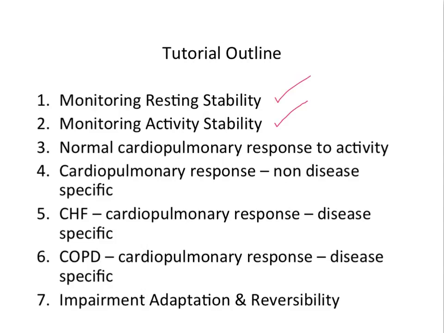Normal cardiopulmonary response to activity will be covered. Then we will discuss what a cardiopulmonary response looks like for a non-disease specific impairment limiting endurance. Then we will look at heart failure and the cardiopulmonary response associated with the disease-specific impairment of heart failure. Then we will look at COPD and the cardiopulmonary response of a disease-specific impairment because of COPD. And then we will discuss impairment, adaptation, and reversibility, sort of the final set of questions, and end with a quick discussion on where the quadrants are. But we will really discuss what it means and what you do with patients in the various quadrants when we do our face-to-face sessions after the tutorials are completed.